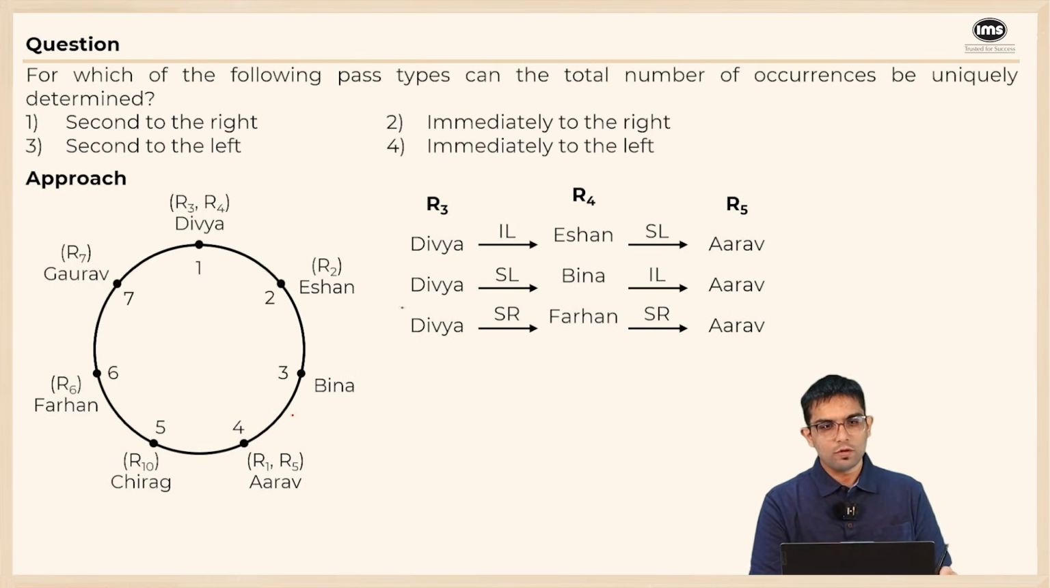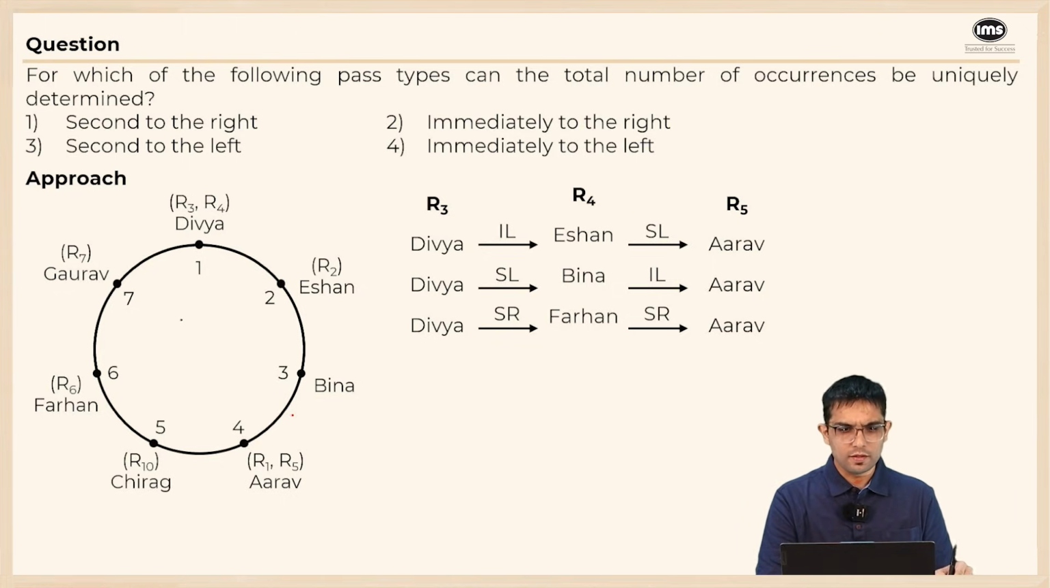Next question is, for which of the following pass types can the total number of occurrences be uniquely determined? Now for all pass types, we know things with certainty. Only round 3 to round 5, we are not sure. So if you can understand, immediate left, second to the left, second to the right, we are not sure. If this case is given, second to the right will increase by 2. If this is the case, then immediate left and second to the left may increase by 1 each. So these 3 passes we are not sure with. Immediately to the right, definitely we are sure with. Hence option 2 is the correct answer.